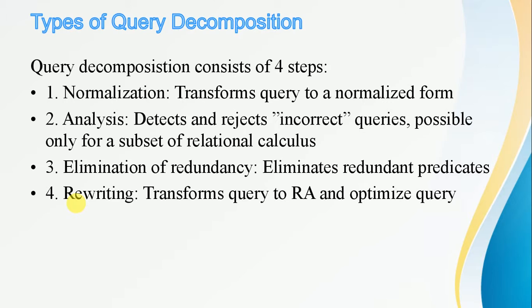Now, types of query decomposition. First, normalization. It transforms query to a normalized form. Second, analysis. It detects and rejects incorrect queries, possible only for a subset of relational calculus. Third, elimination of redundancy. It eliminates redundant predicates. Fourth, rewriting. It transforms query to relational algebra and optimized query.